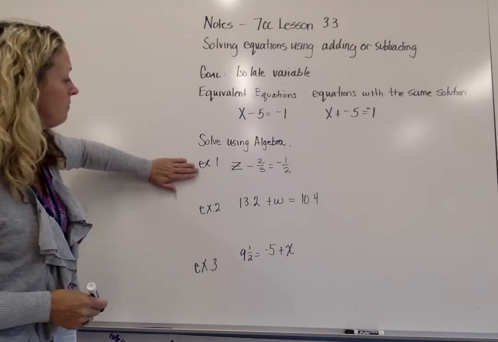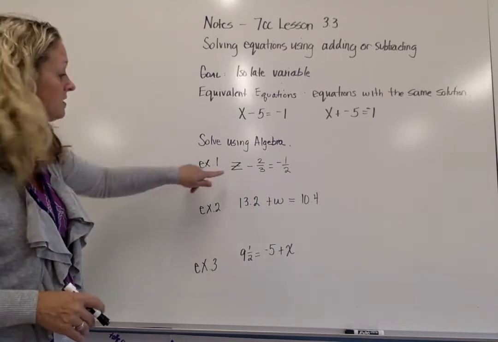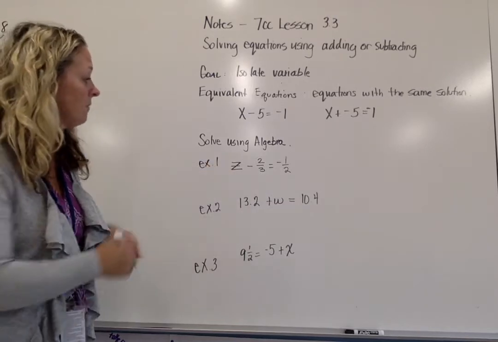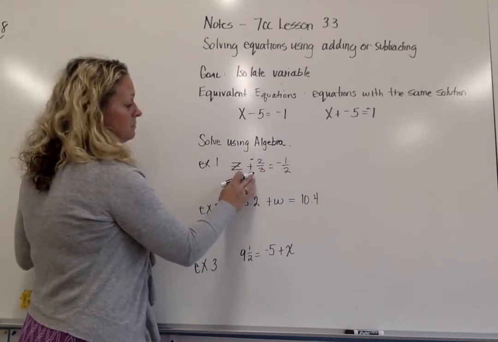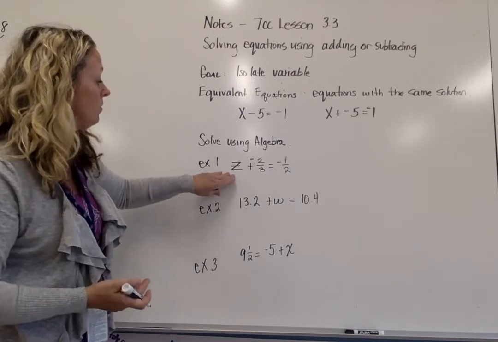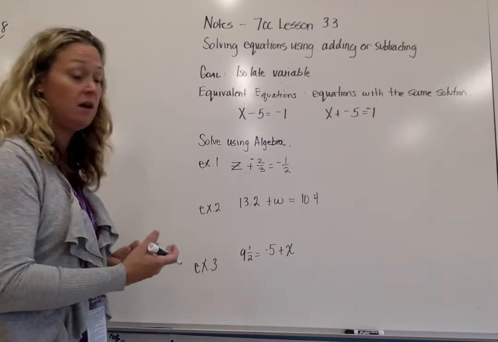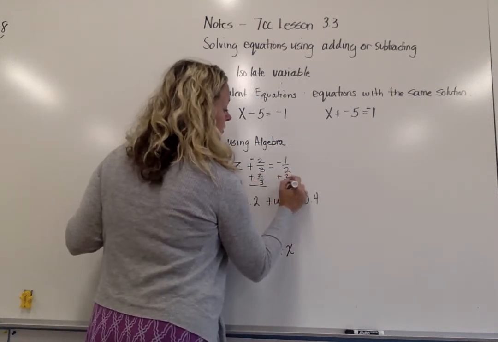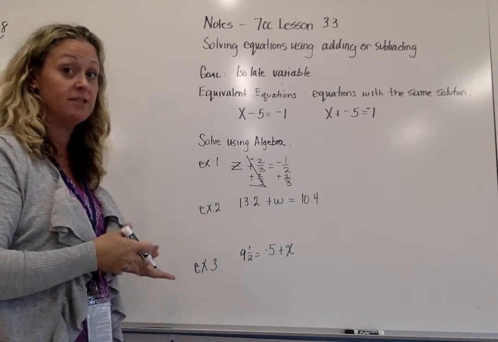So in our first example, number 1, z minus 2/3 is equal to negative 1/2. The goal is to isolate the variable, so I need to figure out how to get z all by itself. So right here, I can create an equivalent expression: z is being added to negative 2/3, and then I get negative 1/2. In order to get z by itself, I need to get rid of this negative 2/3. So I'm going to do the opposite of negative 2/3, which is adding 2/3. If I add 2/3 on both sides, negative 2/3 and 2/3 are a zero pair. They're going to cancel each other out.